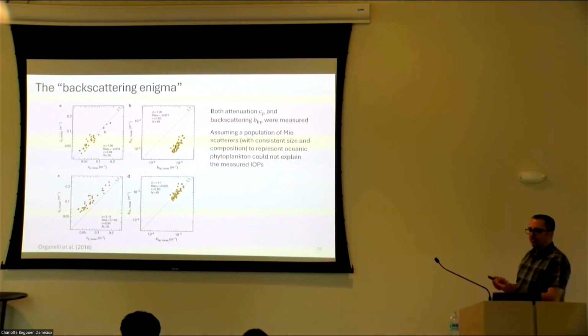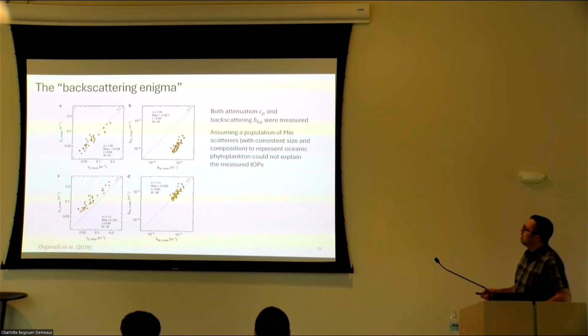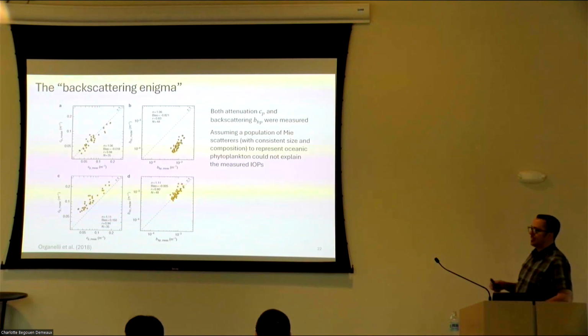So that Mie model doesn't explain the data. Similarly, if we find an index of refraction, a little bit of a harder particle, n equals 1.11, that matches bbp, now all of a sudden our attenuation doesn't work. So this is a great one-plot summary of that enigma. We could not come up with a Mie model that explains the variability.